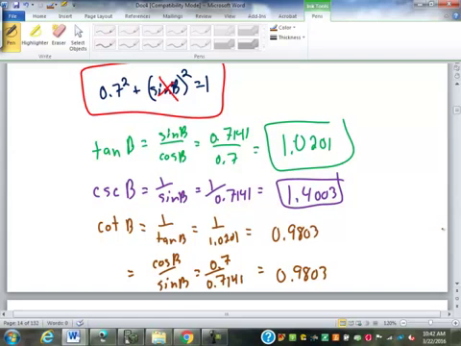So it comes out the same either way. I could use either method there. If I already had the tangent, it's easiest to just do 1 divided by tangent. But if I didn't, I could just do cosine divided by sine.